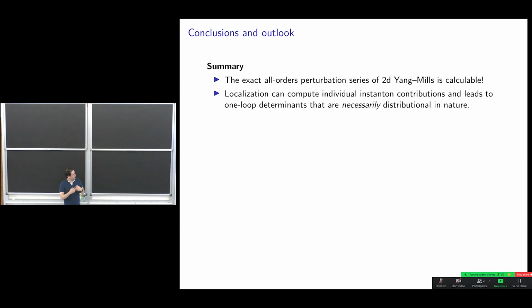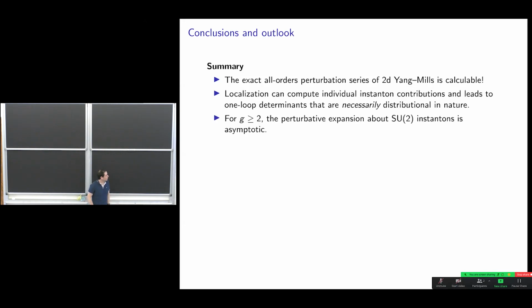But also the same result can be obtained through localization in the way that I outlined in the last few slides. And what's interesting is that the one loop determinants that arise are necessarily distributional in nature. For G greater than 2, the perturbative expansion about SU2 instantons is asymptotic.